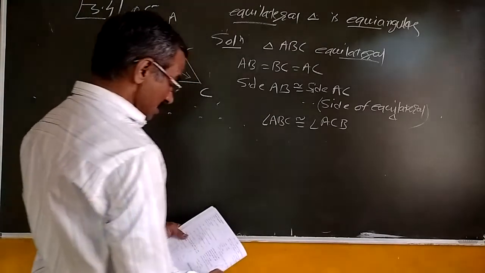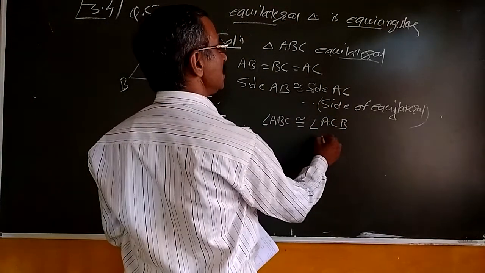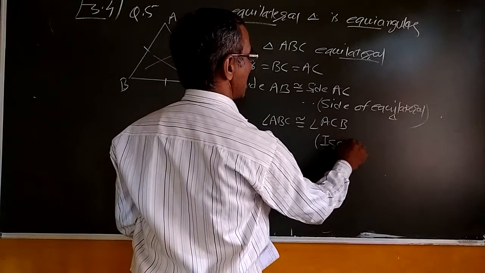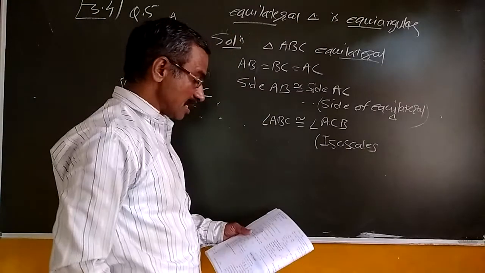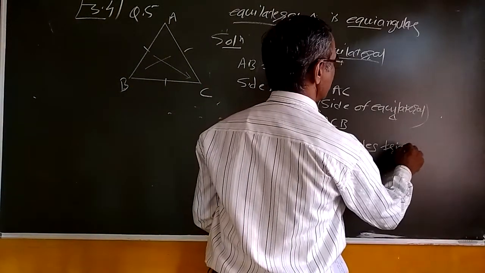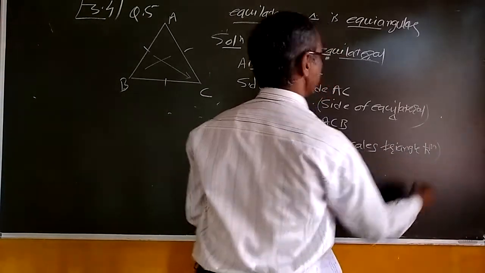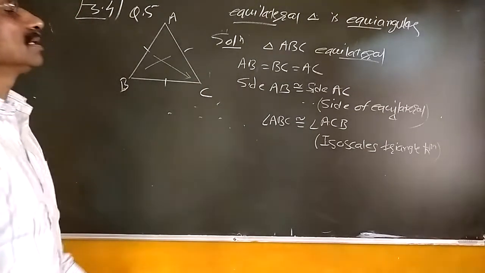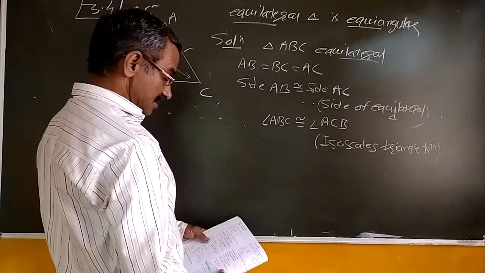If two sides are equal, then two angles are equal, so we are using the isosceles triangle property. Isosceles triangle property means theorem. Property means that is also a theorem. By using the isosceles triangle theorem, angle ABC is congruent with angle ACB.